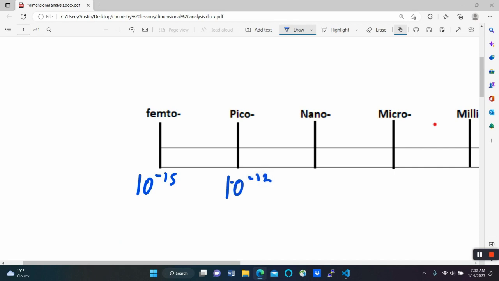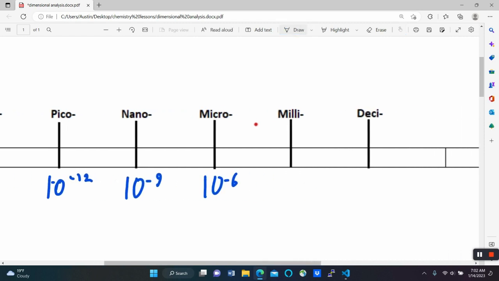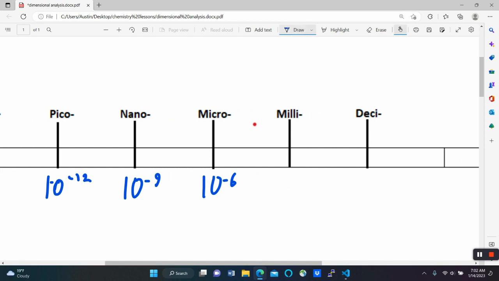Nano corresponds to 10 to the negative 9th. Micro corresponds to 10 to the negative 6th. Milli corresponds to 10 to the negative 3rd. Deci corresponds to 10 to the negative 1st.